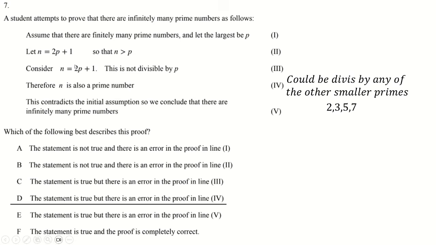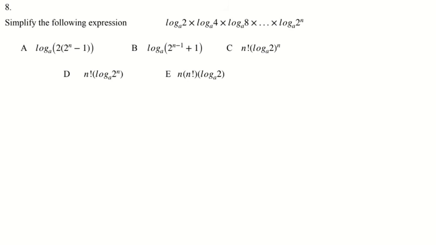This is why, in the proper proof, you times together all the primes that you have, then add 1, because then you're dodging all the primes that you have, rather than just the biggest one. Good, so just some nice log work here.